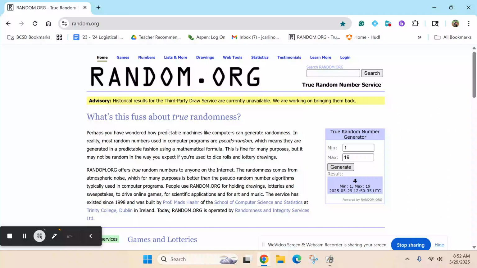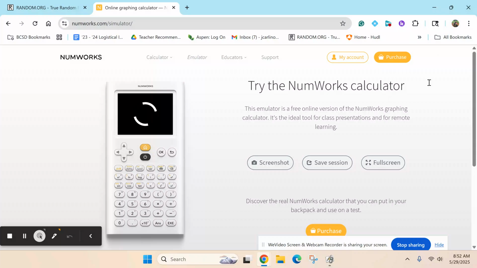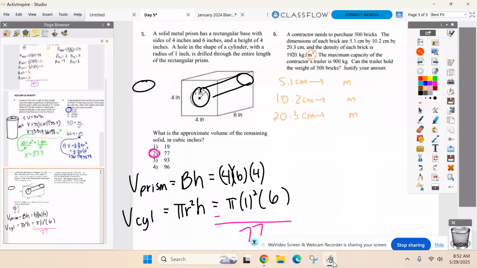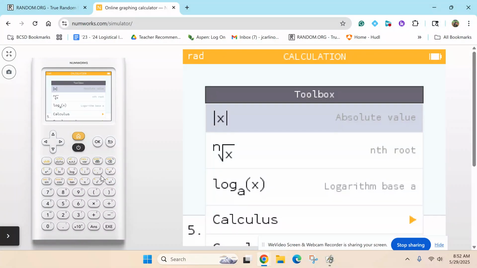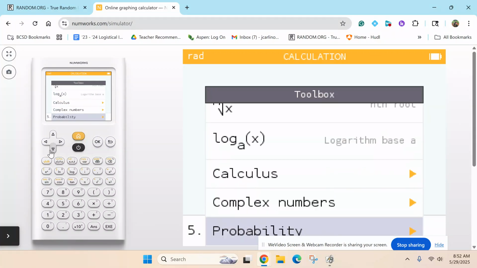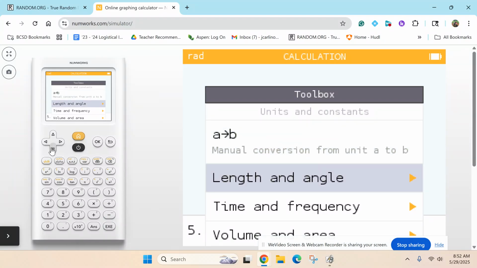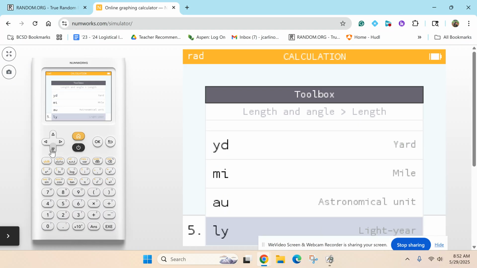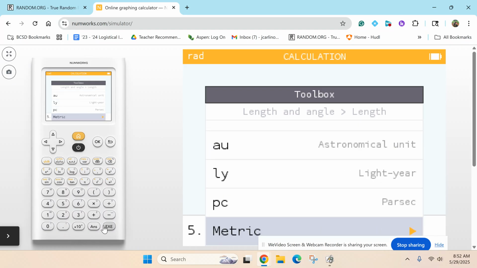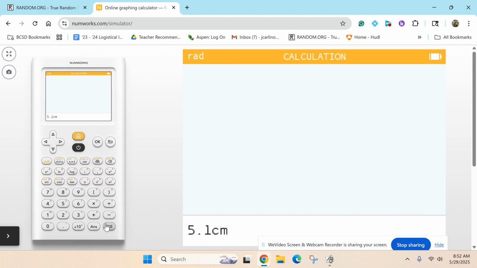Which is a good review now. Using your calculator to convert. Go to calculations. We'll do 10.2 first, or 5.1 first. So I go to calculations, 5.1, go to your toolbox. You have to apply centimeters, so go down to units and constants. This is a length, right? Length and angle. Length. I don't think you'll see centimeters here because we have to go to metric under length, and then you'll see centimeters. So put the centimeters on.